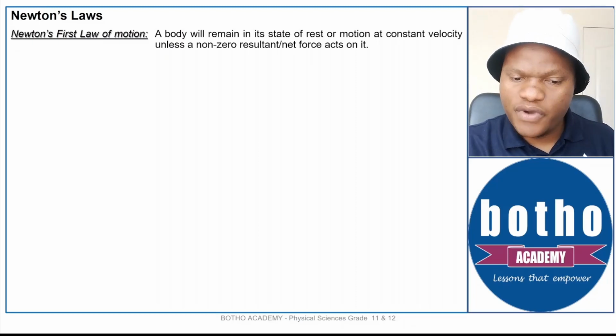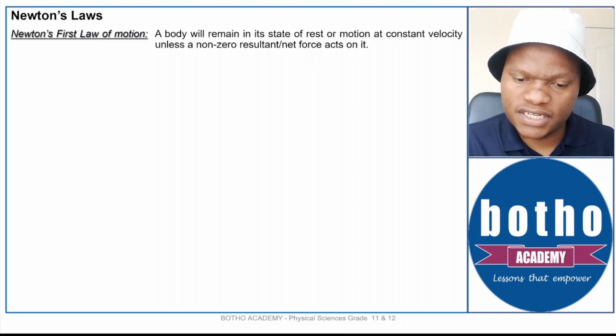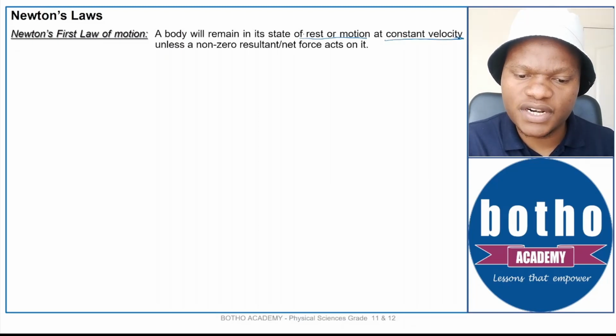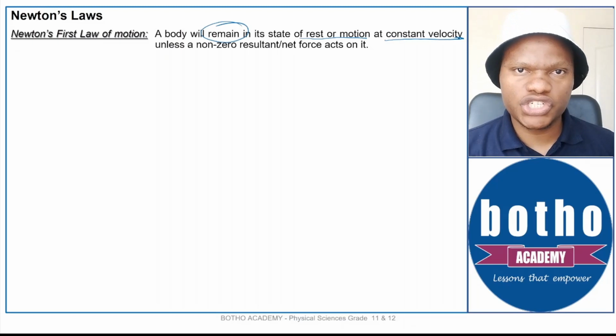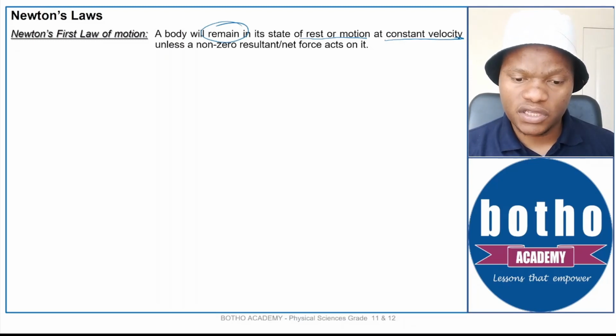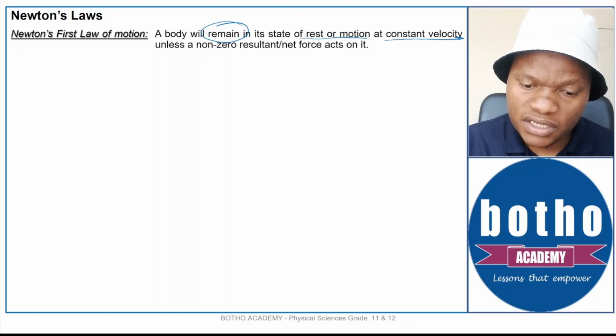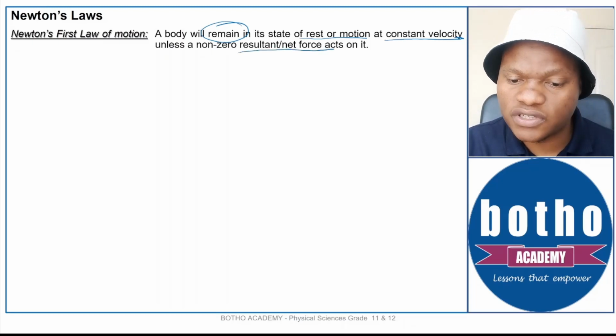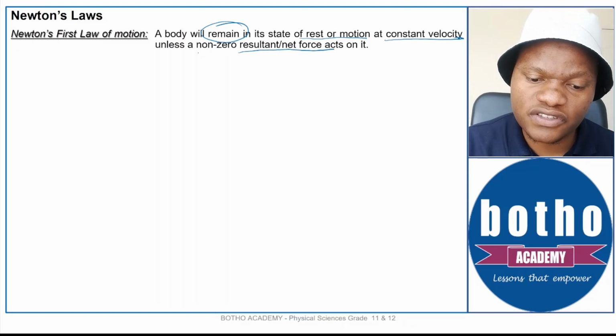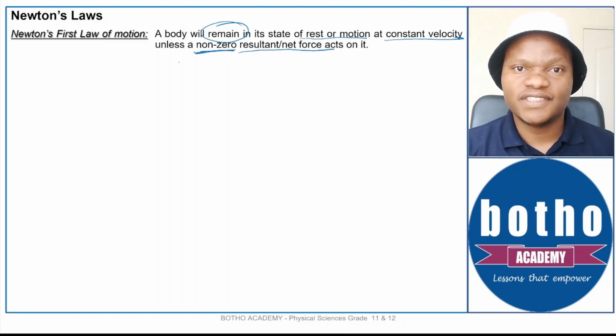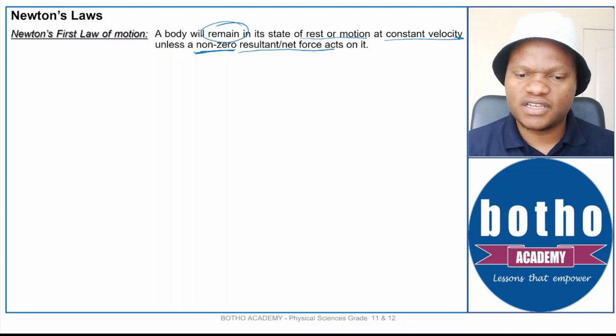Here we are told that if you have an object that is not moving or is moving at constant velocity, it will remain in that state of motion. If it's not moving, it will keep on being stationary. If it's moving at constant velocity, it will keep on moving at constant velocity unless something happens. And that something is unless a net force acts on it. And that net force must not be zero. And you'll see what we mean by a net force that is not zero.